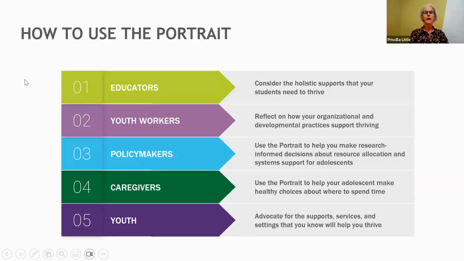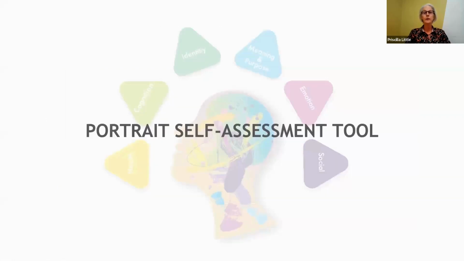We're also thinking that policymakers could use the portrait to help make research-informed decisions about resource allocation and systems support for adolescents. Certainly, caregivers can use the portrait to help adolescents make healthy choices about where to spend time. And youth can advocate for the supports, services, and settings that they know will help them thrive. And as I said, there are many other stakeholder groups that we hope will see themselves in the use of the portrait. We are in the process of developing some tools to make the portrait accessible and actionable.